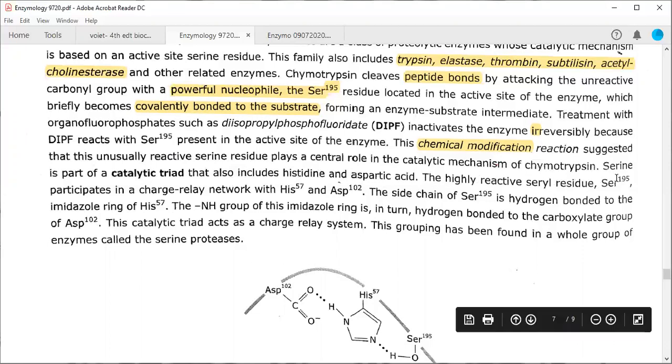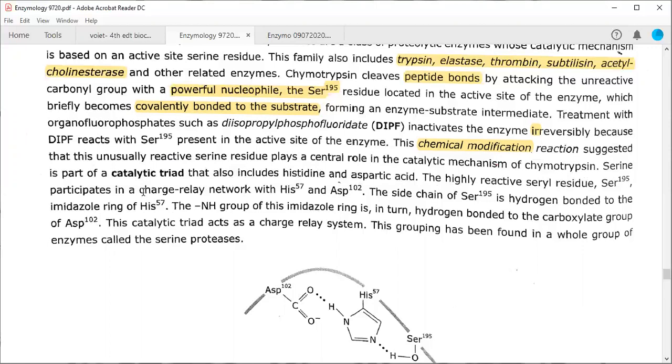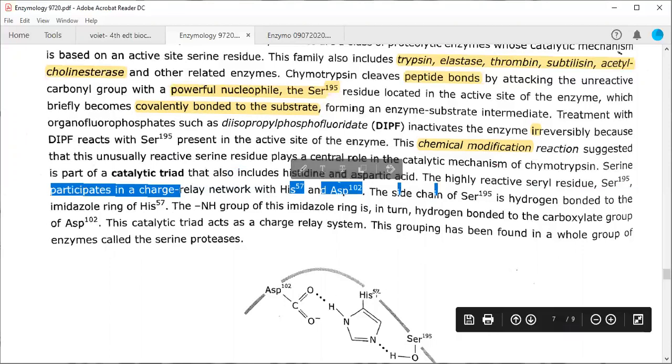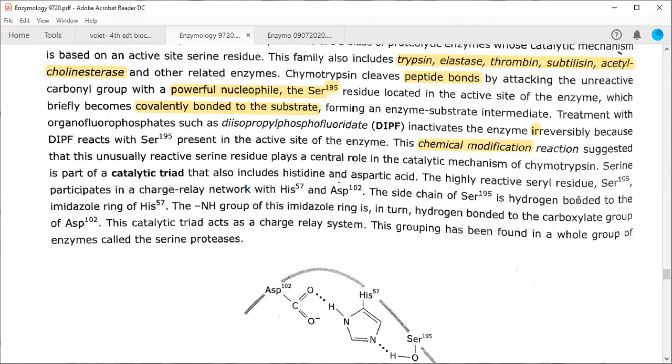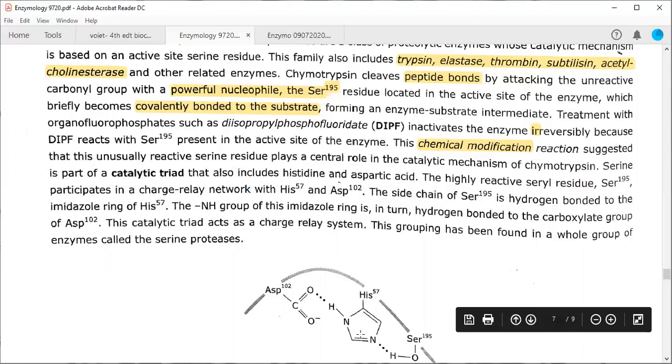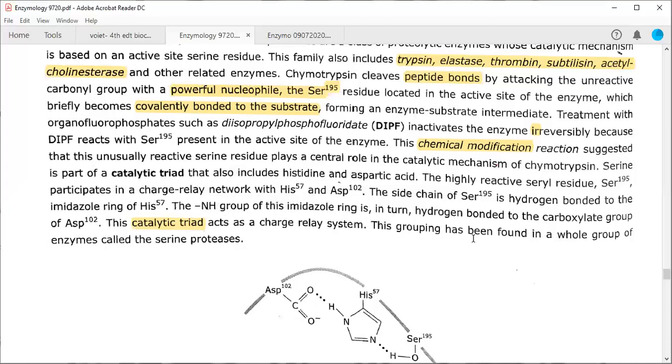The highly reactive serine residue, that is serine 195, participates in the charge relay network with these two amino acids: histidine at the 57th position and aspartate at 102. The side chain of serine, that is CH2OH, is hydrogen bonded to this. Histidine 57, the NH group of the imidazole ring, is in turn hydrogen bonded to the carboxylate group of aspartate. So they are also hydrogen bonded to each other, and therefore the catalytic triad acts as a charge relay system. So this you should remember.